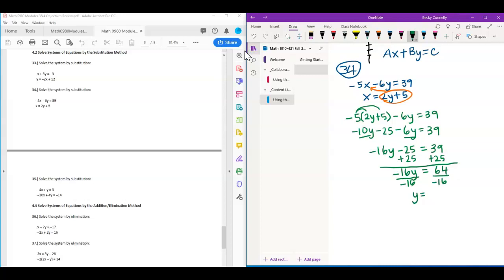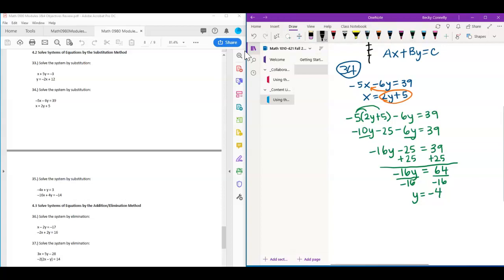Okay, looks like y would equal negative, oops. Is that -4? Is that what you guys are coming up with? Sorry, my pen is kind of being weird here. All right, so we found part of our answer.